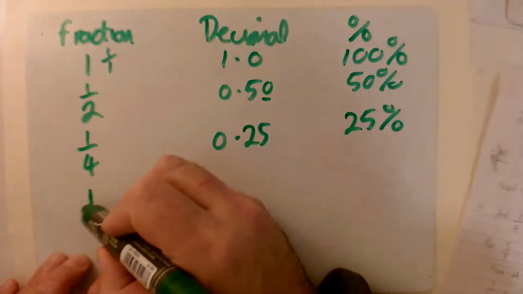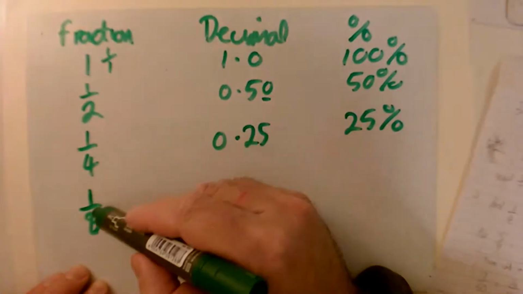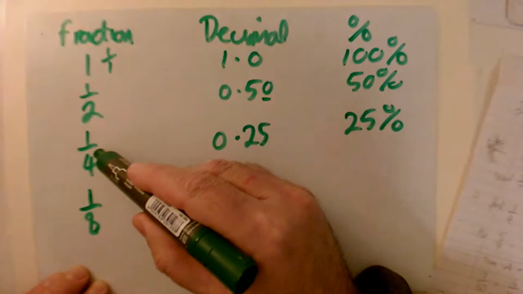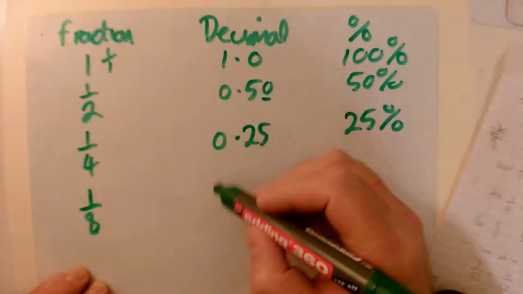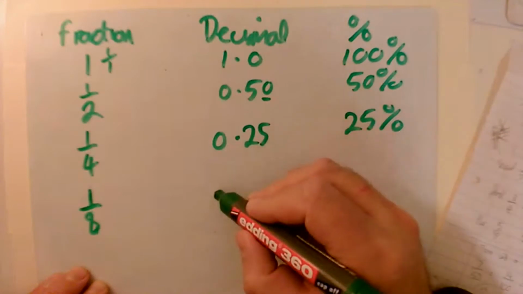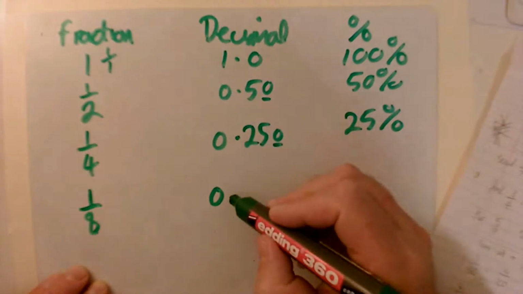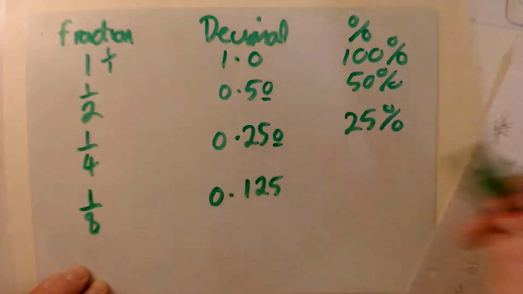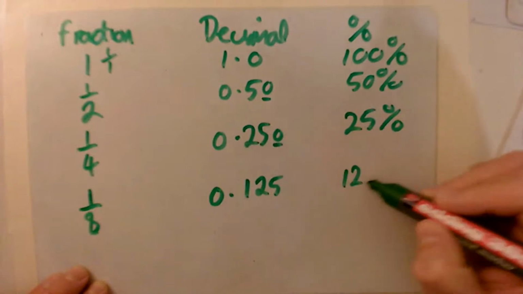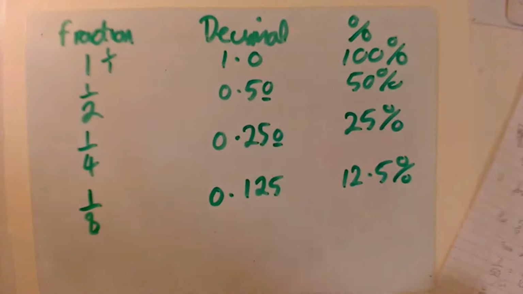Then we've got 1/8, and an eighth is half of a quarter. If we split a quarter in half, each part is an eighth. So again, we're going to halve this. If we imagine an extra 0 on there, 0.250, half of that is 0.125, and that becomes 12.5%. I'll do a little more on this conversion afterwards. So we've got those as our starting points.